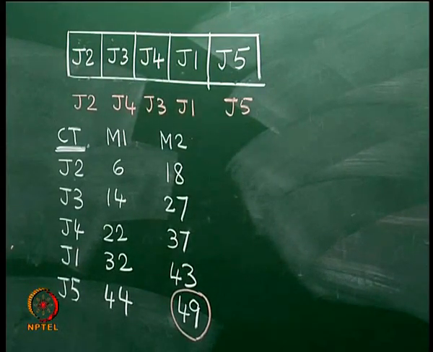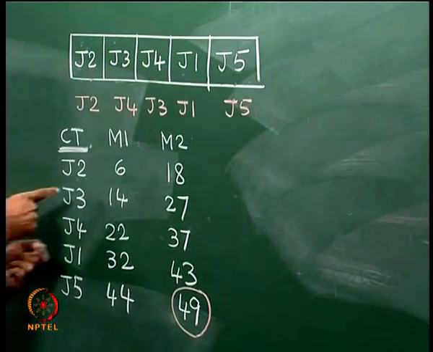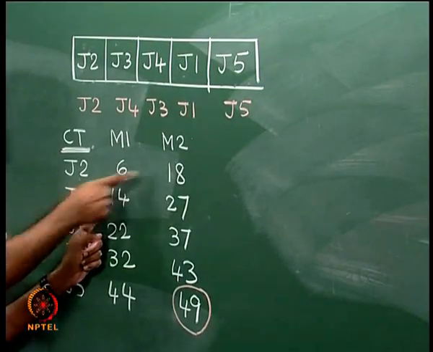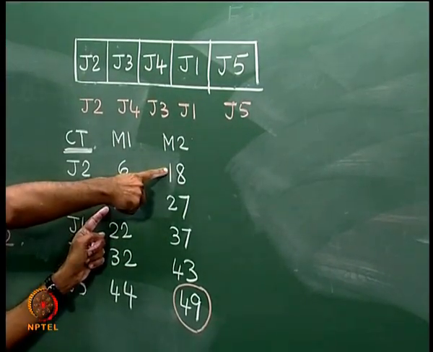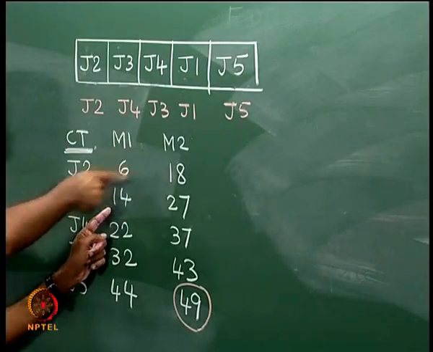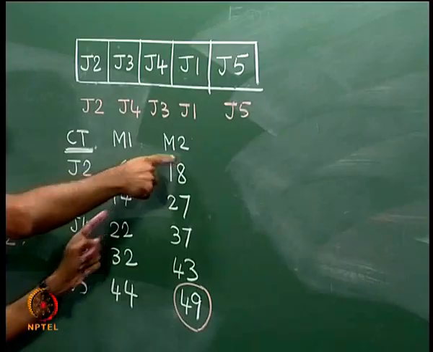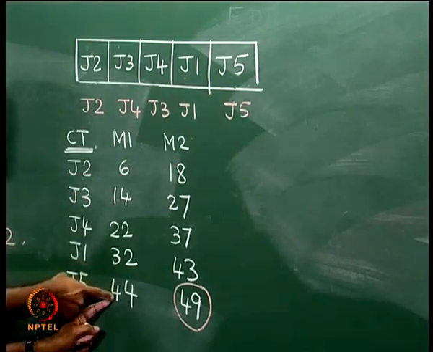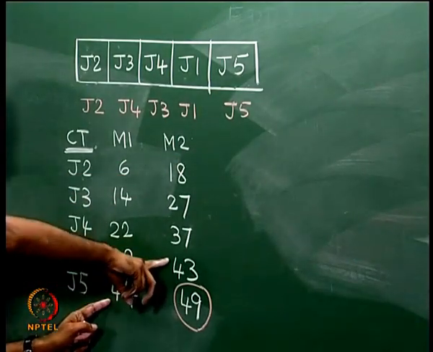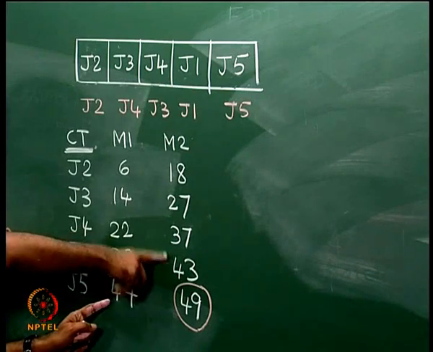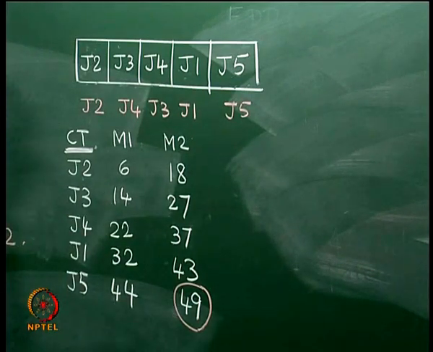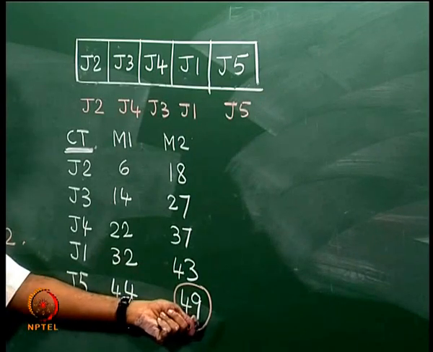Now here we can see both situations. We can see a situation where this job is coming out at 14, but the machine is available at 18. So here is a case where the job is waiting for the machine to be free. Here the job comes out at 44, but the machine is already free at 43, but the machine has to wait for the job to come.